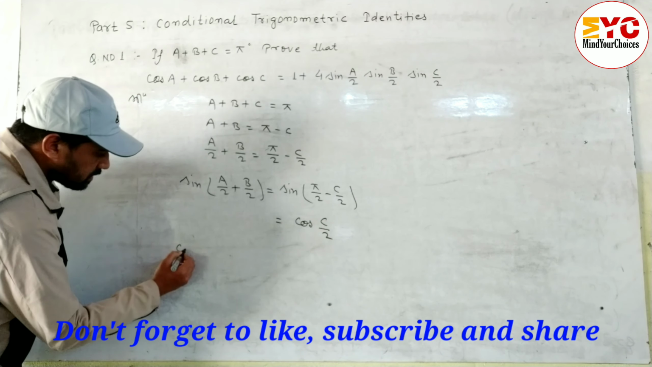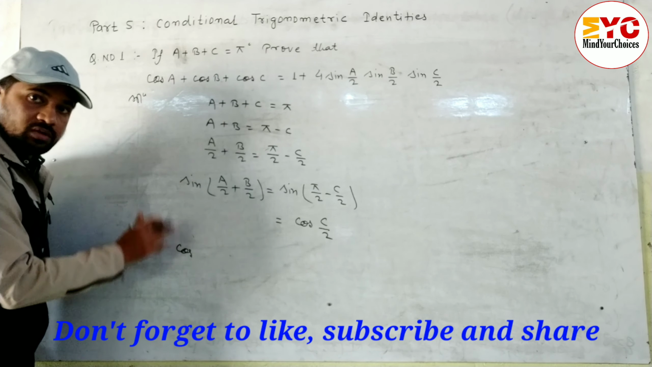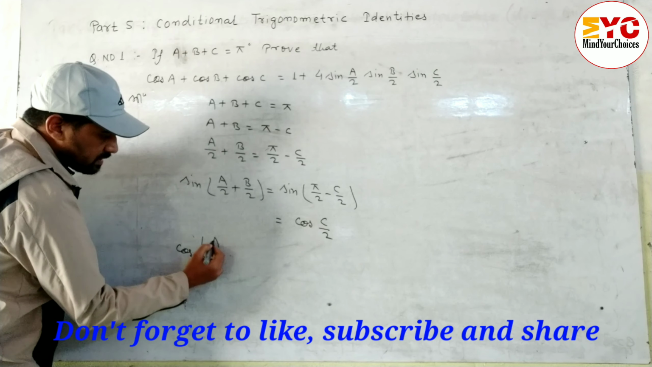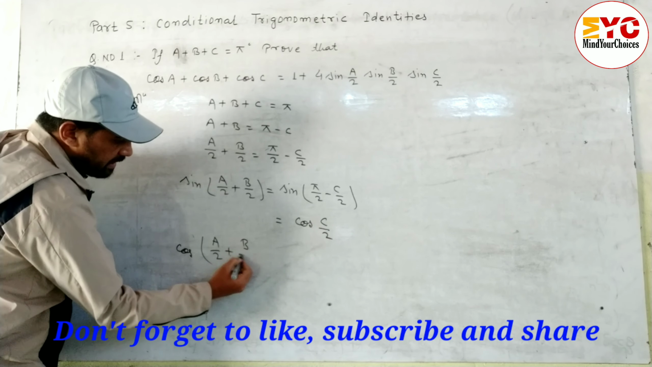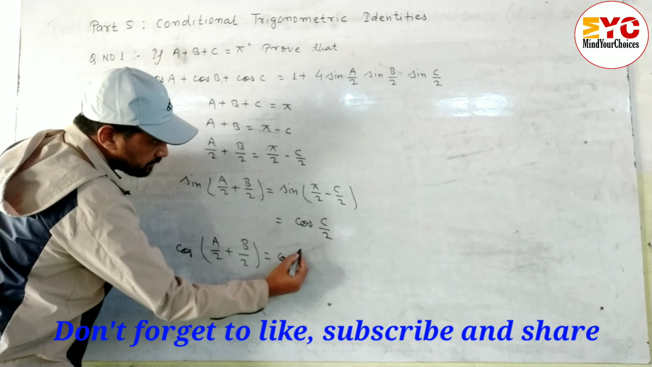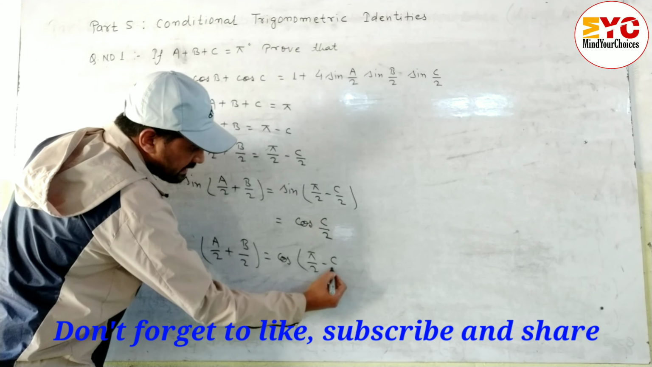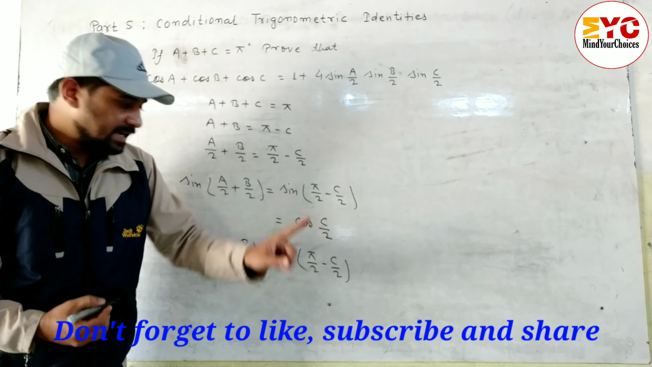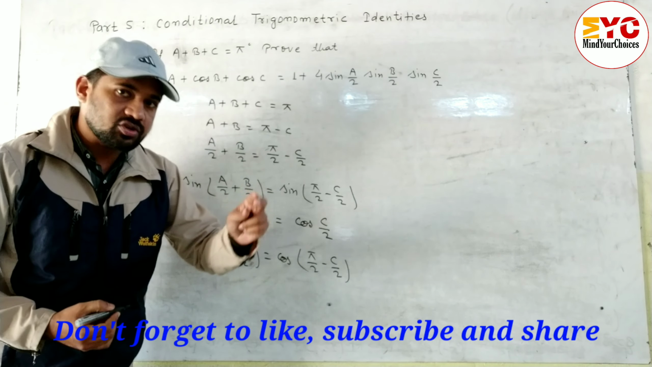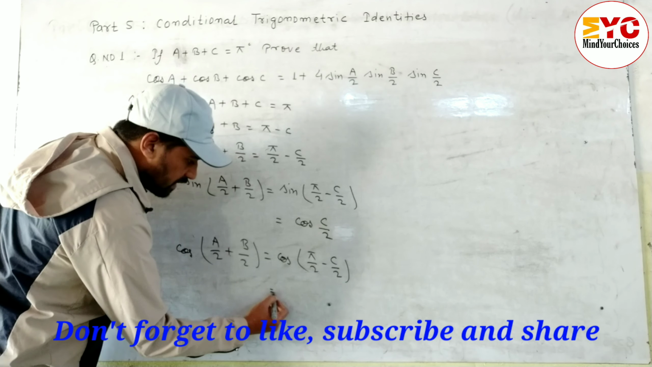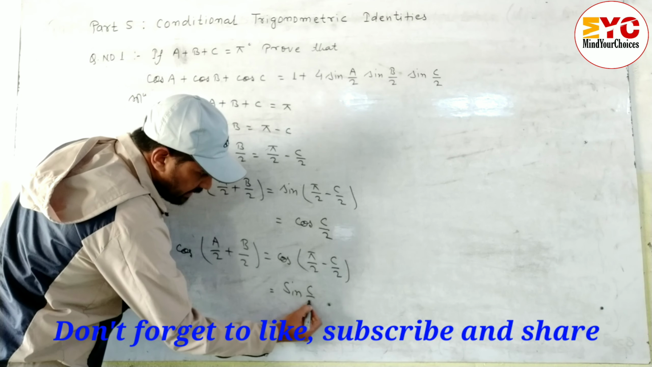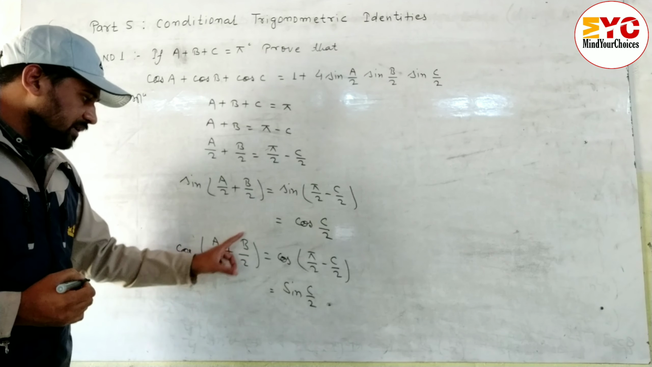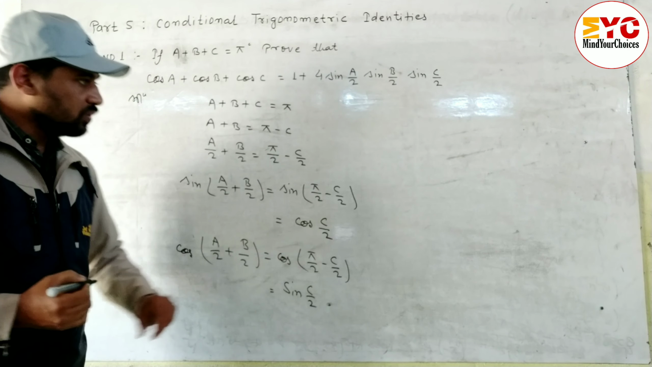Similarly, we have to take cos. Always we have to take sine and cos. Taking cos both sides, cos of a by 2 plus b by 2 is equal to cos of pi by 2 minus c by 2. 90 means change. We have to change cos in the form of sine, and 90 minus c by 2 means first quadrant. First quadrant means all positive. So we can write here sine c by 2. So the value of cos of a by 2 plus b by 2 is sine c by 2.